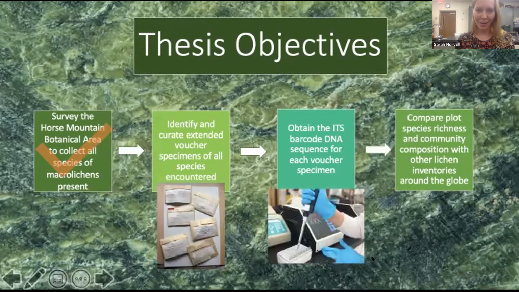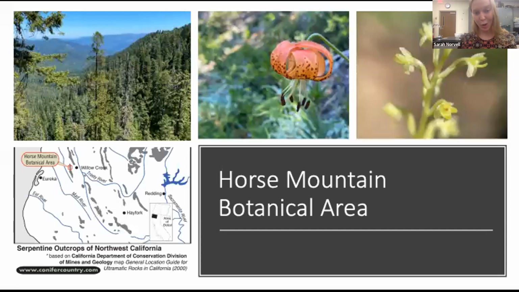And then finally, I want to compare my plot species richness and community composition with other lichen inventories around the globe, mainly as a bonus just for my own edification. But I'm curious to see how my inventory compares with those that are also conducted on serpentine. Serpentine was one of the main reasons that I chose the Horse Mountain Botanical Area for my inventory.